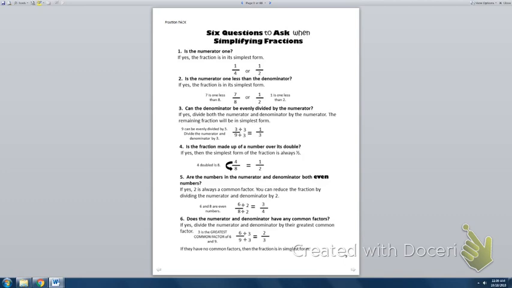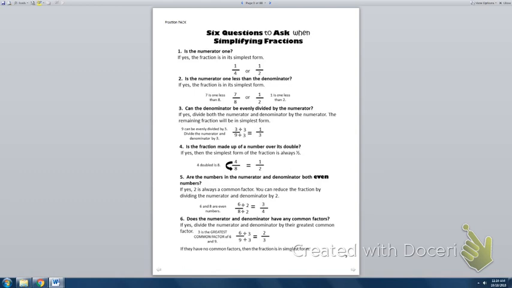Okay, if you remember in class, I found this great little reference sheet, and I basically refer to this as the 6 questions to ask yourself if you're in lowest terms. It's probably one of the best items I've ever found, and I share it with all of my students. If you can remember these 6 things, you will never have to worry again as to whether or not you're in lowest terms. And let's review them quickly.